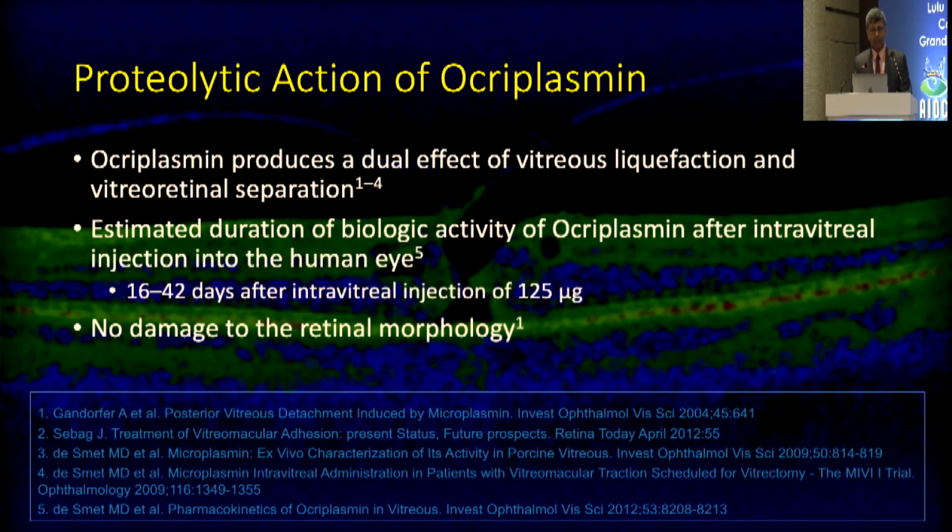We all know ocriplasmin works by liquefying the vitreous and causing the vitreoretinal separation. When 125 micrograms is injected into the human vitreous, the estimated duration of biologic activity ranges from 16 to 42 days. Gandorfer's original paper said there was no damage to the retinal morphology, although this is debatable now. But his statement might actually be true if we wait for sufficient time, because whatever damage is caused to the retina is said to be reversible.